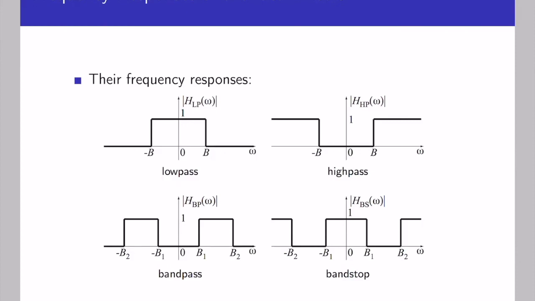Low-pass filters pass frequencies between 0 and the bandwidth, B. High-pass filters pass, meaning the magnitude is 1 and otherwise it's 0, for frequencies above that bandwidth, B. Band pass filters pass content between B1 and B2, and band stop filters stop the content between B1 and B2. So you can see that the magnitude of the circuit response depends on omega, and we can design it to be one of these 4 different types.